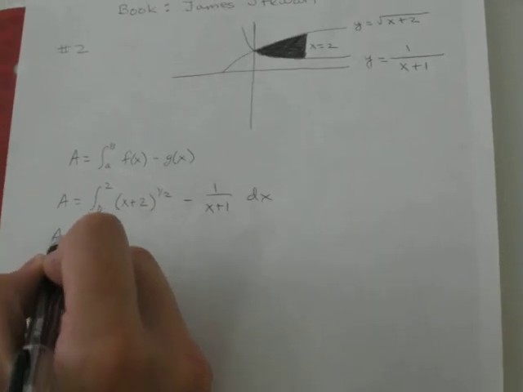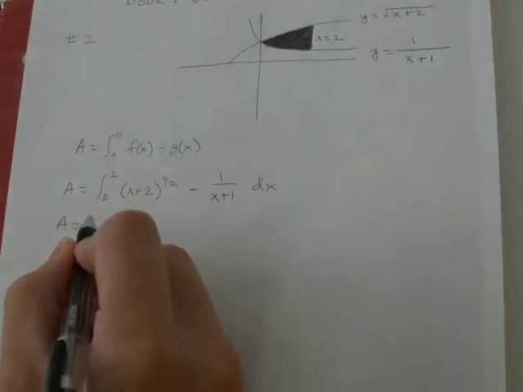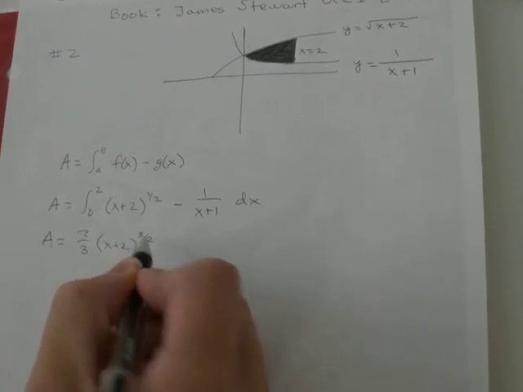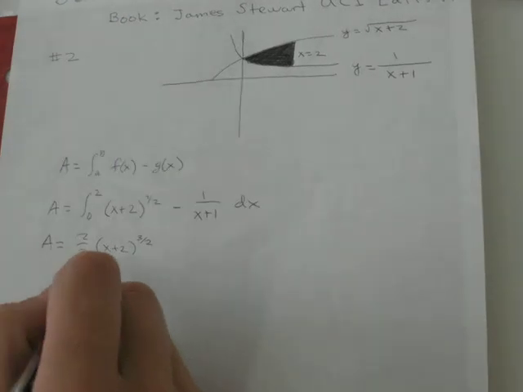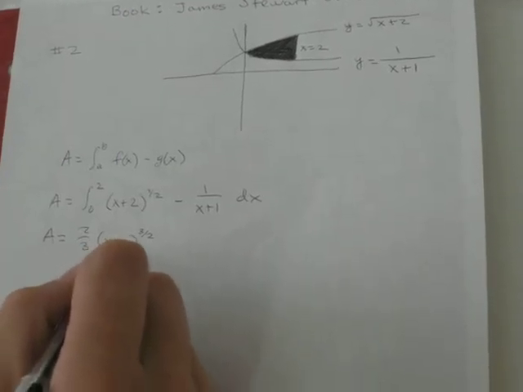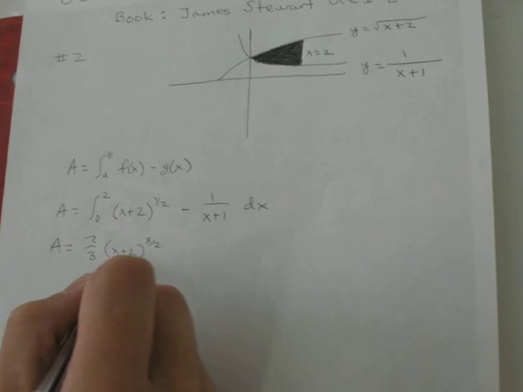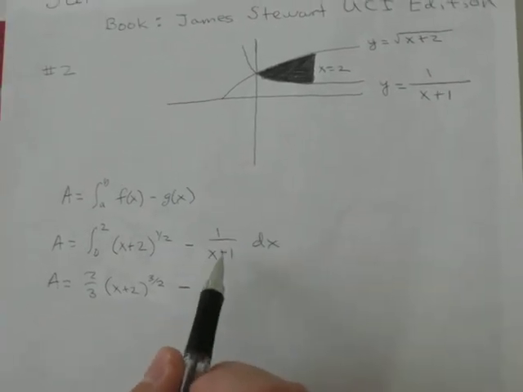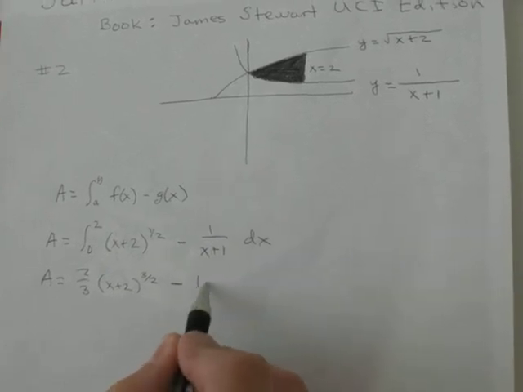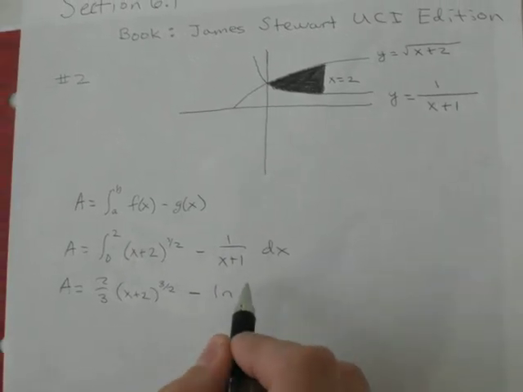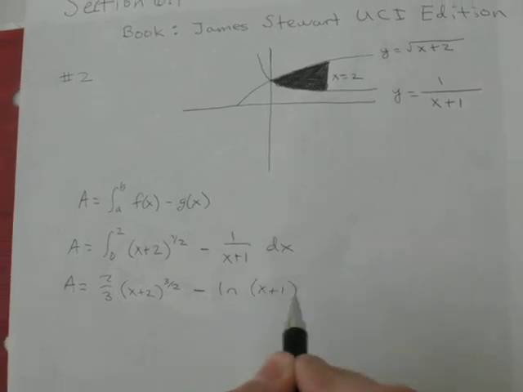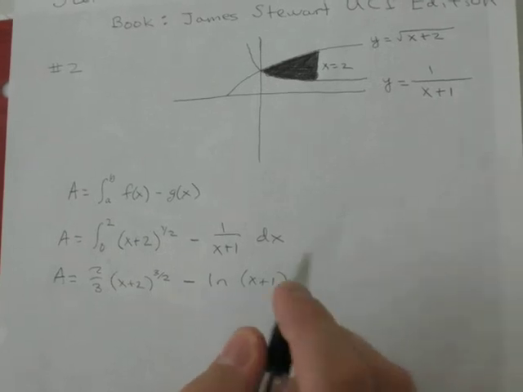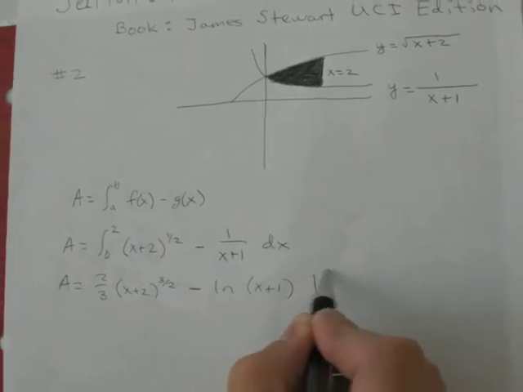So when we integrate this, the area is going to be 2/3 (x plus 2) to the 3 over 2, because we add 1 to the exponent and bring it down, and we can just leave it because for the chain rule, when we take the derivative of the inside, it's just going to be 1. Then we subtract the other function, and the antiderivative of this is ln of x plus 1. Once again, the derivative of the inside is just 1, so we can just leave it. And then we're going from 0 to 2.